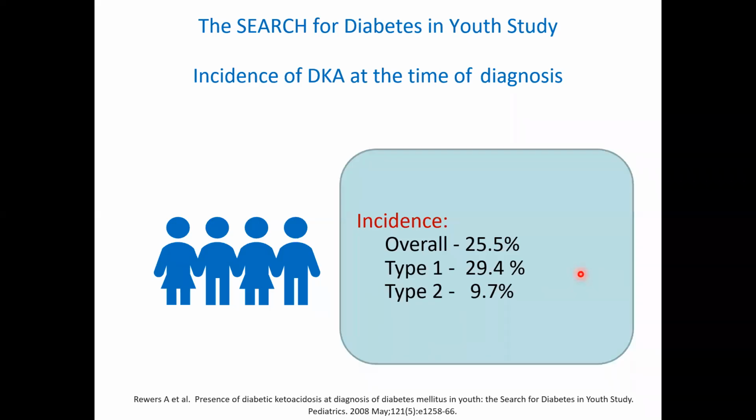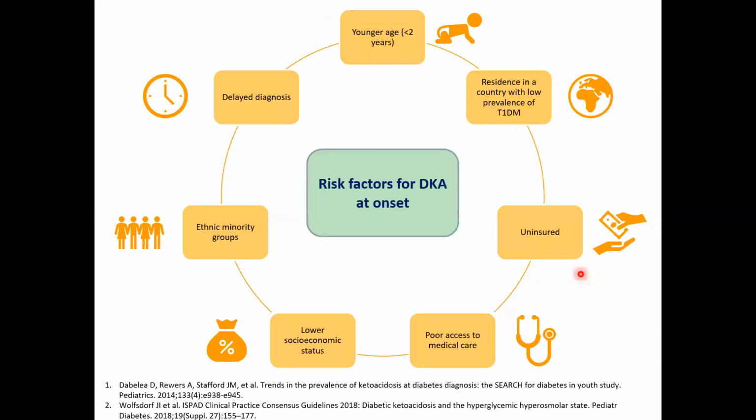So in one study called the Search for Diabetes in Youth study by Rios et al., they found that the incidence of DKA at the time of diagnosis was 25%. And this was higher in patients who had type 1 diabetes, where the incidence of DKA at diagnosis was 29%, and much lower in patients with type 2 diabetes. And so these are some of the risk factors for DKA at onset of diagnosis. So age less than 2 years is actually a risk factor for diabetic ketoacidosis.